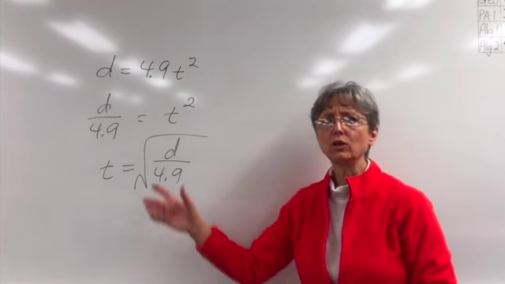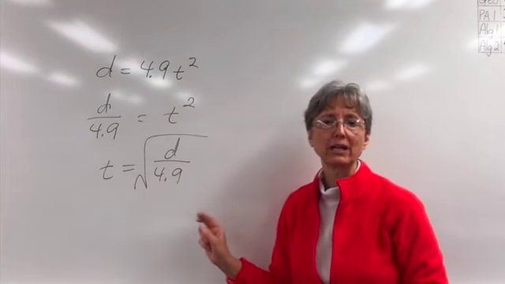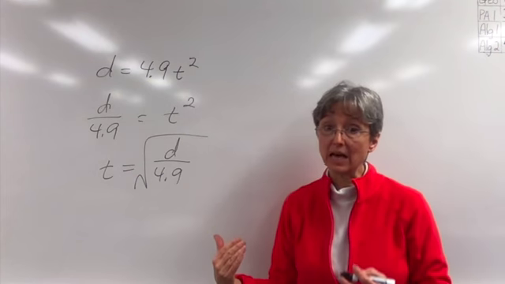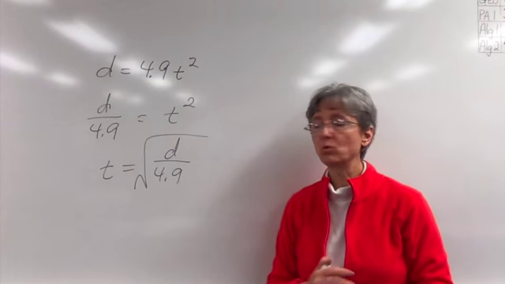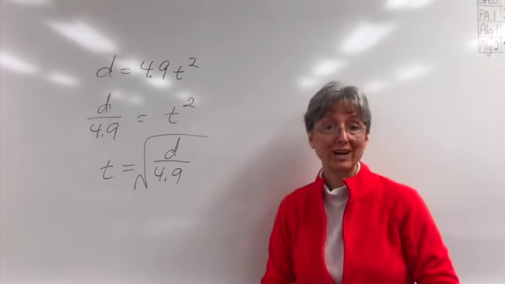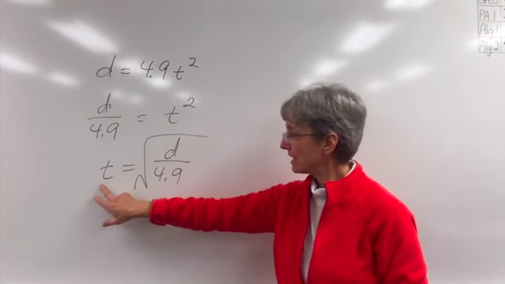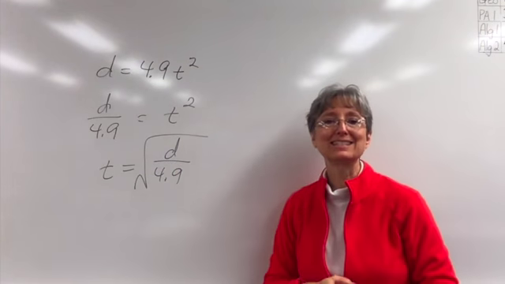And usually you would have a plus or minus with a square root, but since this is time, you're not going to have a negative time. We're only going to want the positive square root. So this would be your answer. This is how to find the time in terms of the distance.